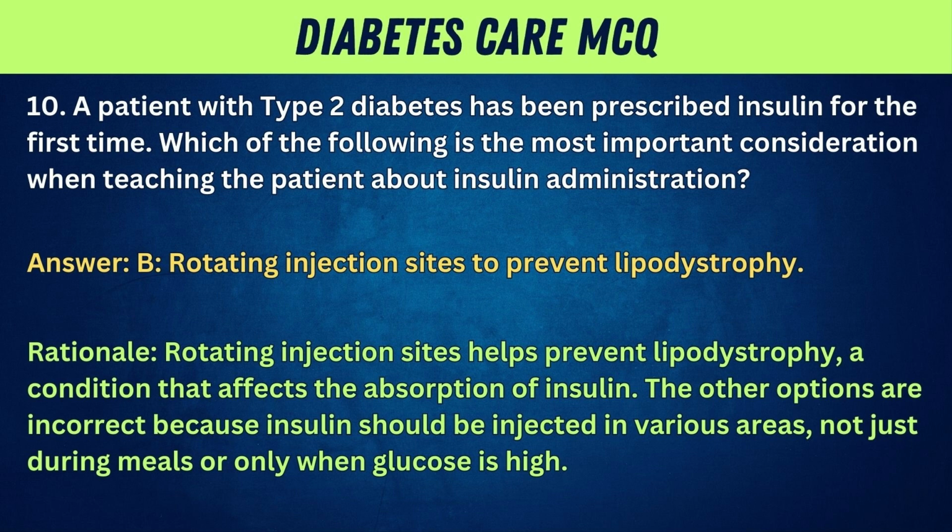Rationale: rotating injection sites helps prevent lipodystrophy, a condition that affects the absorption of insulin. The other options are incorrect because insulin should be injected in various areas, not just during meals or only when glucose is high.